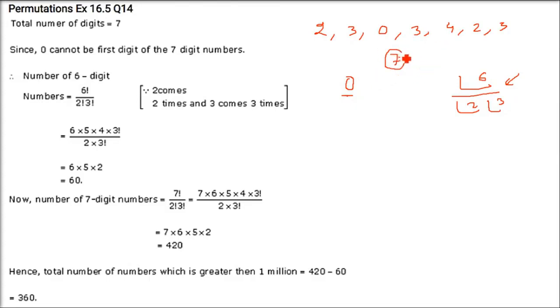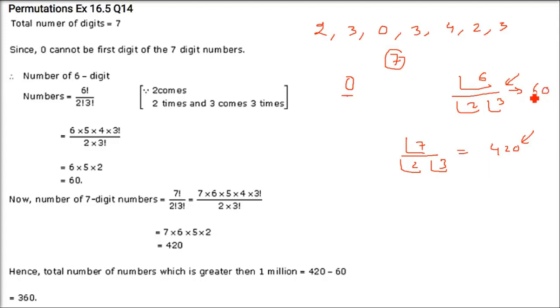Now we will take all the formations, whether 0 is coming first or not doesn't matter. So all 7 are there. We are taking 7P7, that is factorial 7, with 2 repeated 2 times and 3 repeated 3 times. So this is all the possibilities: 420, including 0 in the front. But this other count is where 0 comes at the front.